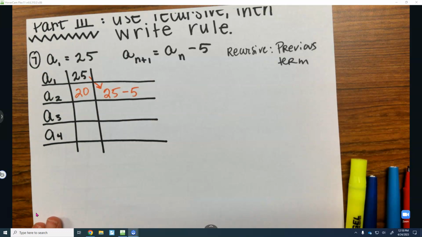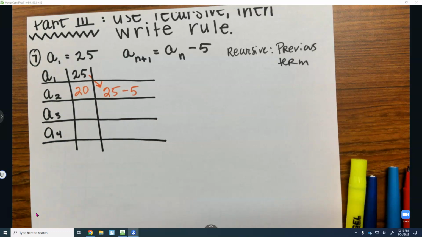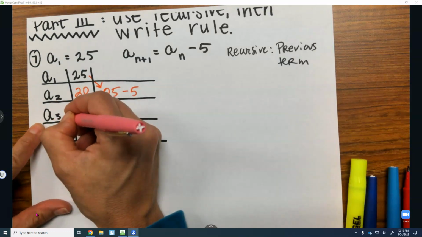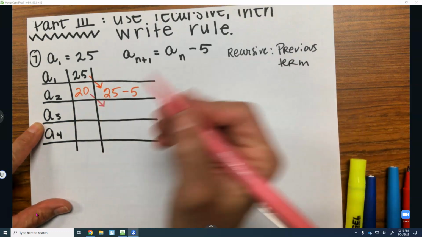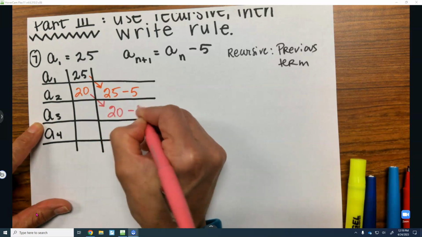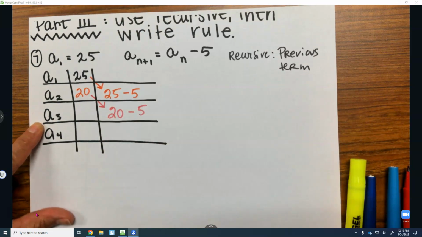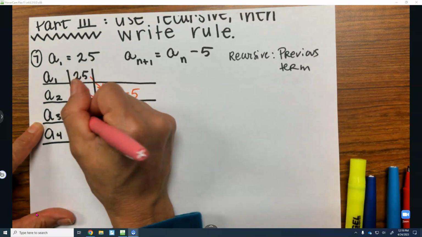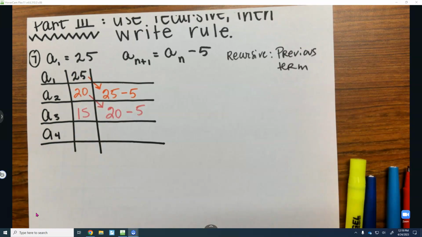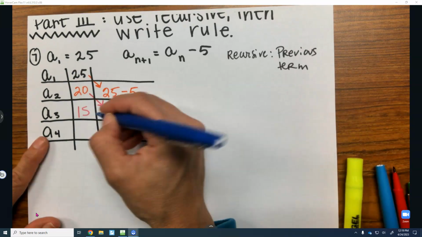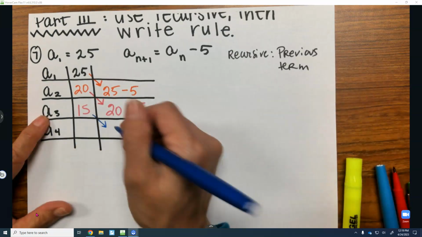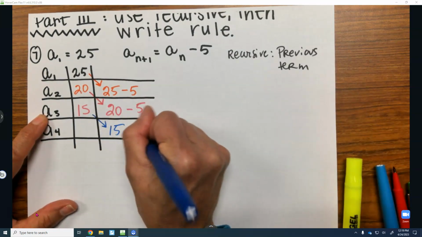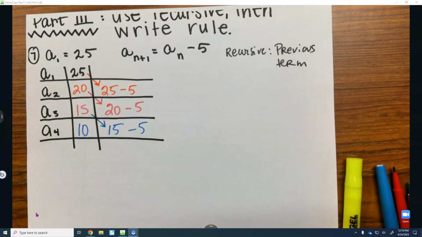There's our second term. How are we going to get the third term? To get the third term, you look at the answer from the previous term, just minus 5. So the answer for a sub 3 is 15. What about a sub 4? To get a sub 4, you literally just look at a sub 3, which is 15. Take away 5, that's going to be the answer.